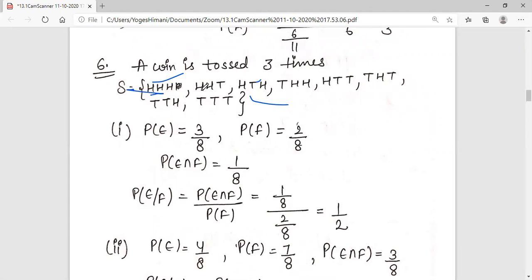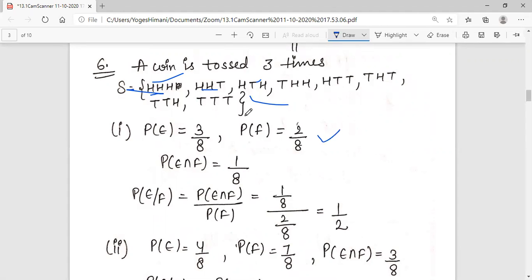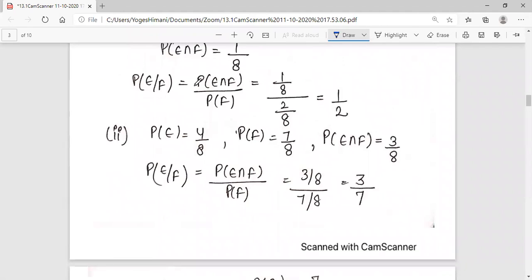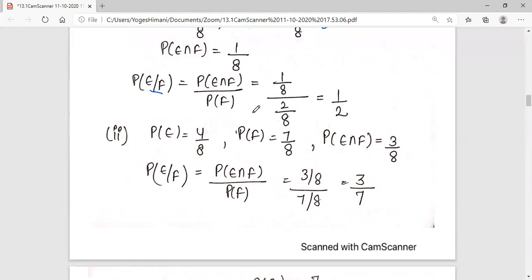Two elements are there, so 2 by 8, and the intersection, whatever is common, is 1 by 8. Now they are asking the probability of E by F, that is P(E intersection F) upon P(F). In the second part, they are saying at least two heads. At least two heads means a minimum of 2 can be there or 3 can also be there. 2 and 3.